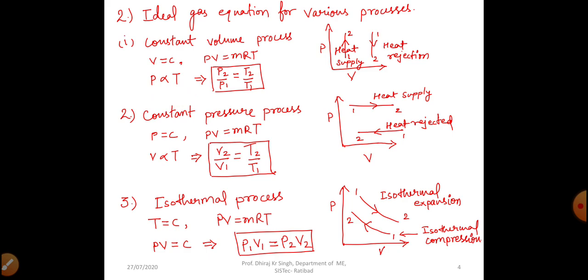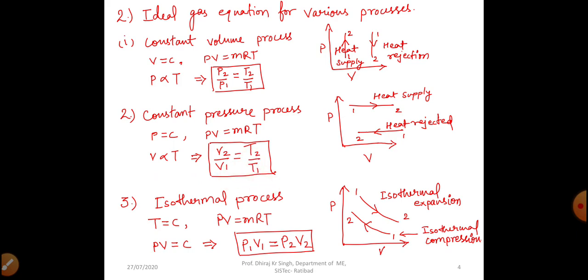Now move on to the constant pressure process. We can see heat is supplied from 1 to 2 and heat is rejected from 1 to 2 in this process. When heat is supplied, volume is increasing. When heat is rejected, volume is decreasing. So when pressure is constant, volume becomes directly proportional to temperature, and we can write V2 by V1 equals T2 by T1.